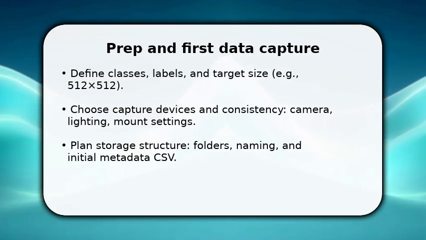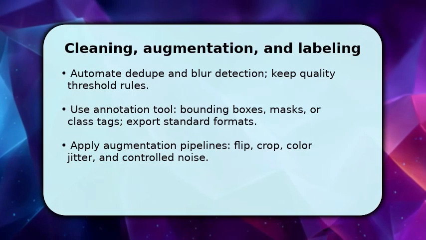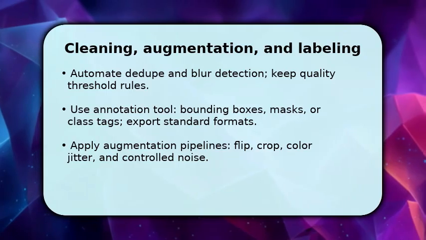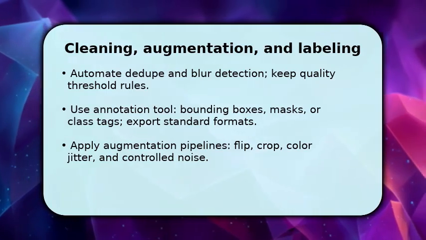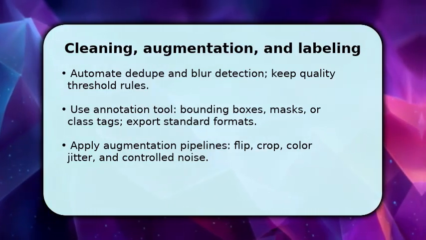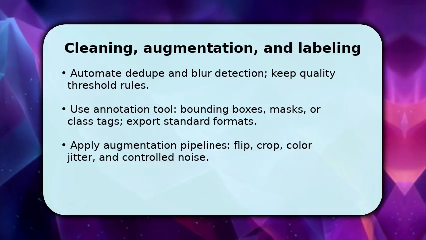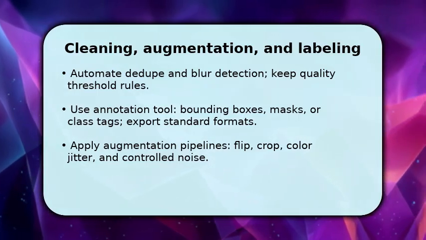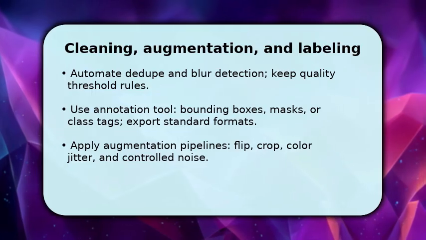Once you have raw images, run automated quality filters to remove duplicates, out-of-focus shots, and irrelevant frames. This keeps noise low. Next, open your annotation tool and label consistently. Define label guidelines, use templates, and cross-check a sample for agreement.